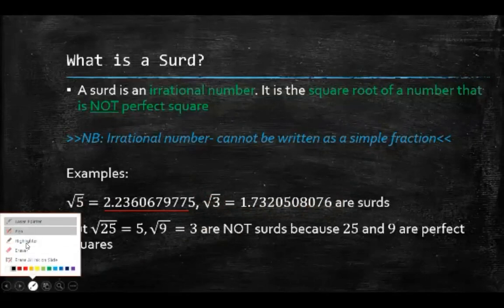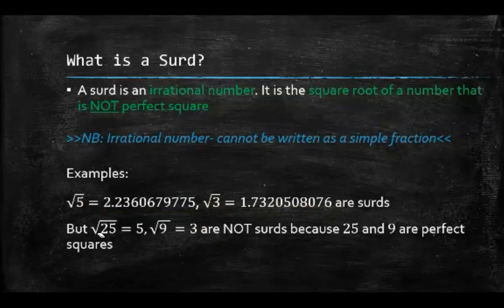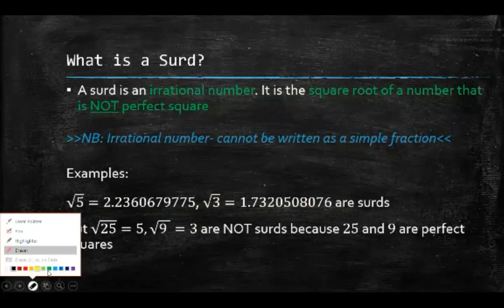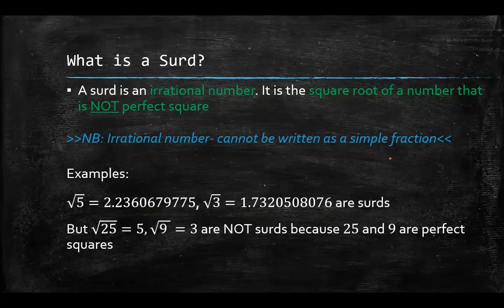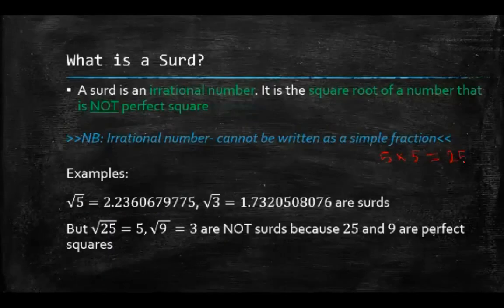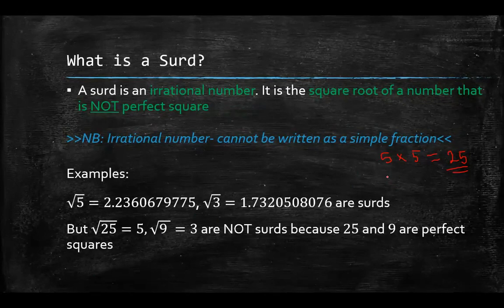However, if I said the square root of 25, we know that 25 is a perfect square, because if I said 5 times 5, that's 25. And if I said the square root of 9, that's 3 times 3 gives me 9.